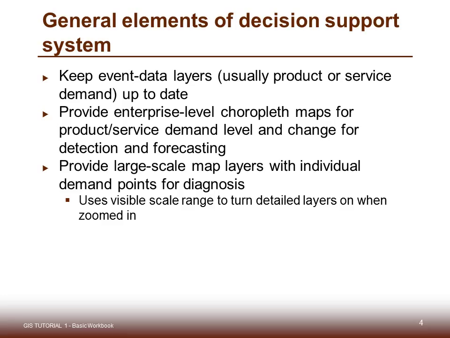Provide large-scale map layers with individual demand points for diagnosis so that the user understands where they are, and get the information they need in order to put patterns together. The particular layers that need to go into this, that they can turn on and off, will depend on the use of the map. For example, with police mapping, you might want a layer that shows you where hospitals and clinics are. You may want to include schools and parks. You may want to include precinct boundaries and all kinds of other factors in addition to just streets and crime events.